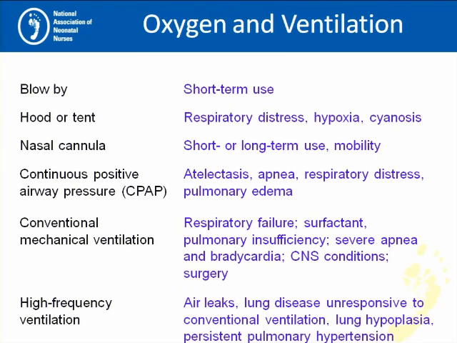High-frequency ventilation is indicated for severe air leaks, pneumothorax, pulmonary interstitial emphysema, lung disease unresponsive to conventional ventilation, carbon dioxide elimination problems, pulmonary hypoplasia, diaphragmatic hernia, or persistent pulmonary hypertension of the newborn. Oxygen can be administered using any of several high-frequency ventilators. High-frequency ventilators use small tidal volumes with rapid ventilator rates in order to ventilate infants with severe respiratory failure.